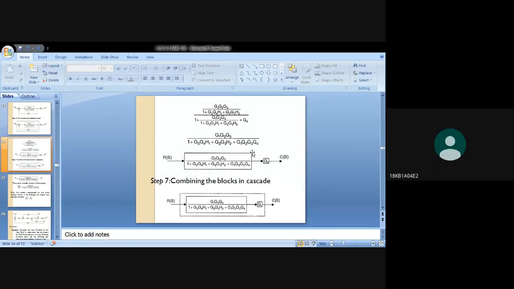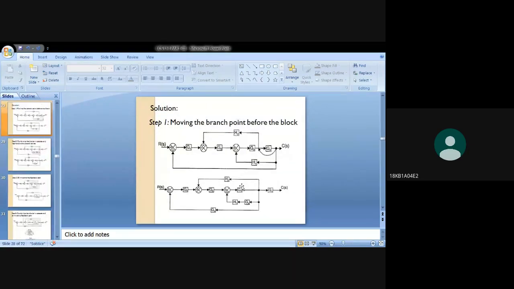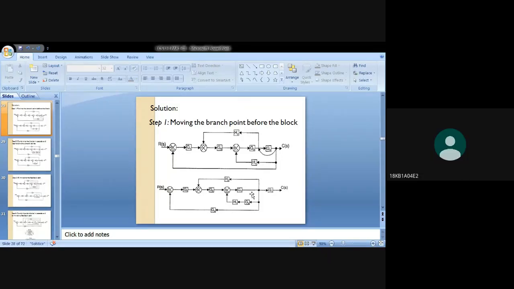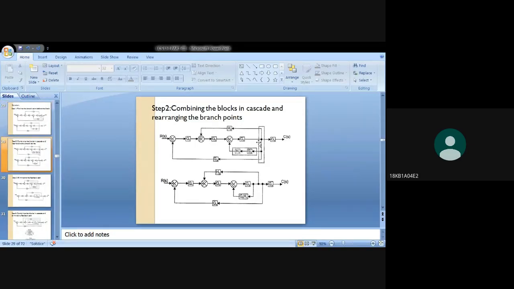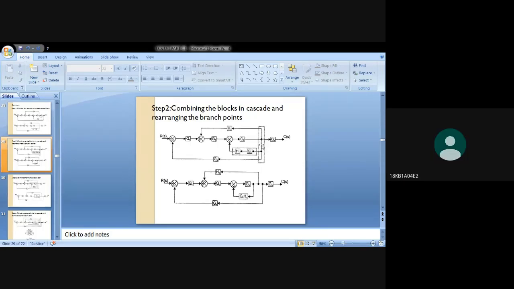Ma'am, actually, at the first step, we can split in any way, ma'am. Did I split anything here in step 1? We did not, ma'am. In the next slide, I guess, ma'am. Branch points. Yes, ma'am, branch points.